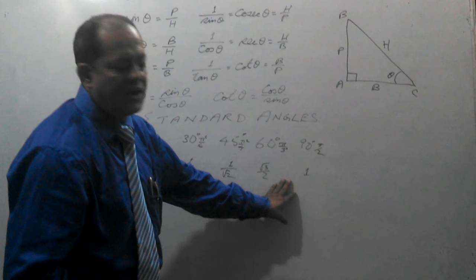Now, same way, from here only we can write cot A minus B, which is equal to cot A cot B plus 1 by cot B minus cot A. Right?